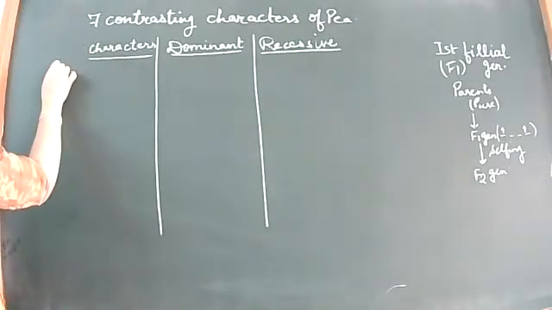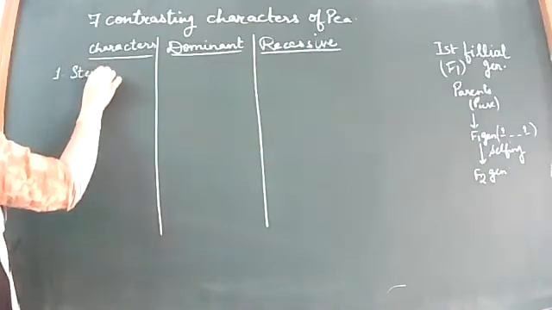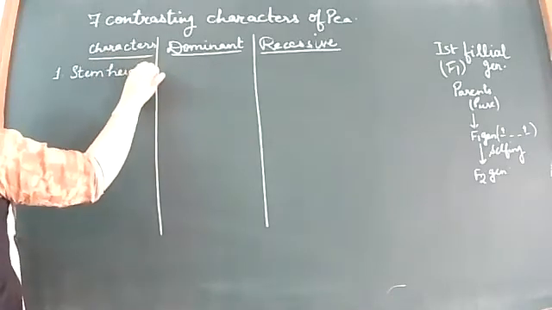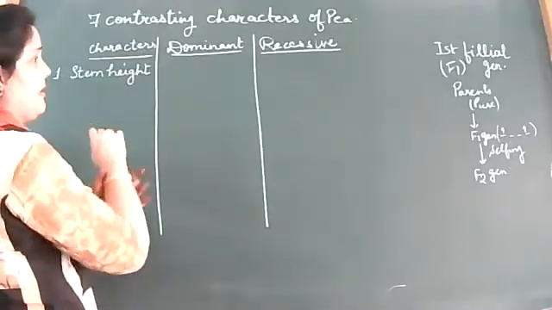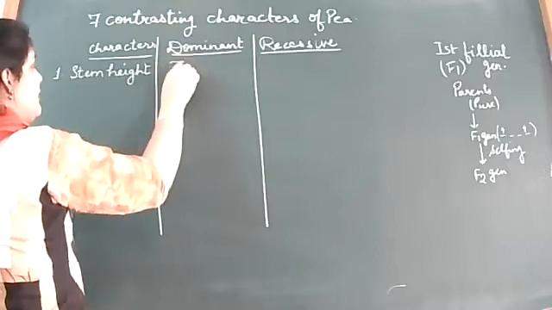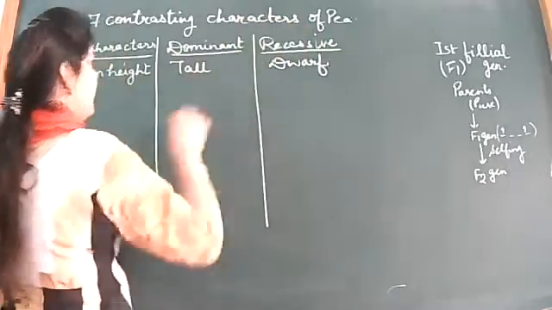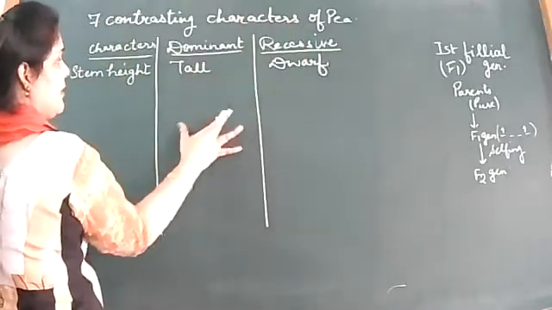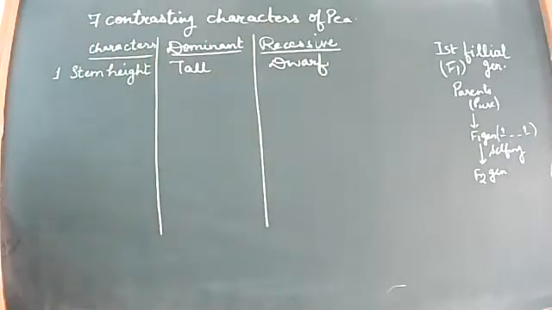So starting with the 7 contrasting characters, the first one is the stem height. According to the stem height, in a single population, the more plants will be tall ones as compared to the dwarf ones. Leave some space here also. Make this column broader because we'll be writing the genotypes also. What is that genotype? We'll be coming to that. So the first character is stem height, that is dominant as tall and recessive as dwarf.